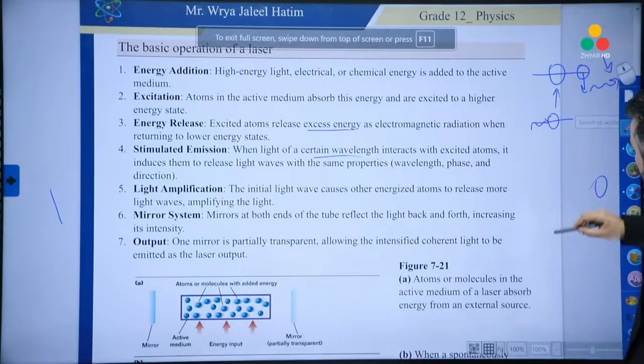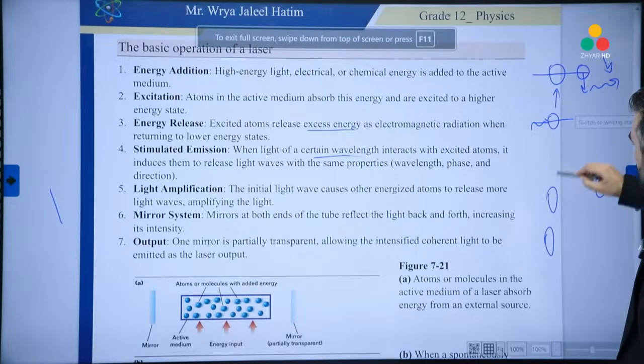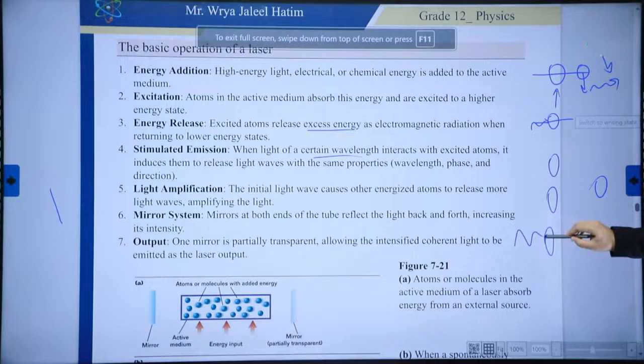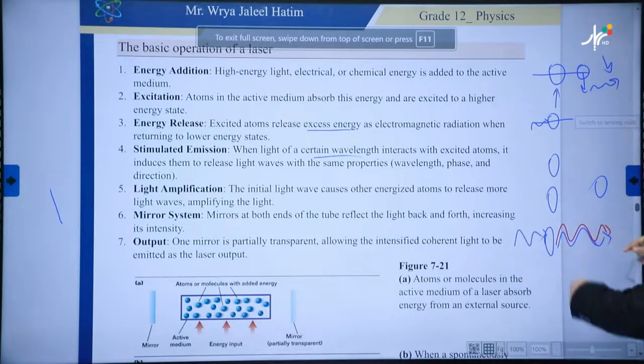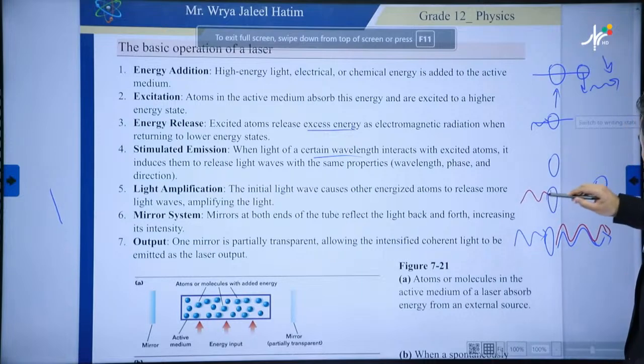So that was the first one, let's say. Now we have different wavelengths here. One wavelength encounters this, and now we will get two light waves here. That is one, there is this one, two here. Now one light wave can encounter this one here, so we will get two here. This process is basically what is called stimulated emission.